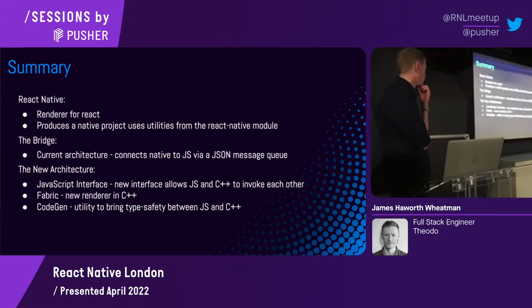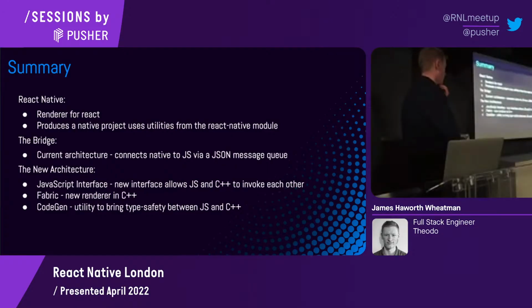So to summarize, what is React Native? It's a renderer for React. And it essentially produces physically a native project for you that uses the utilities from React Native to render your application. The bridge is the current architecture, so it connects native to JS via a JSON message queue.